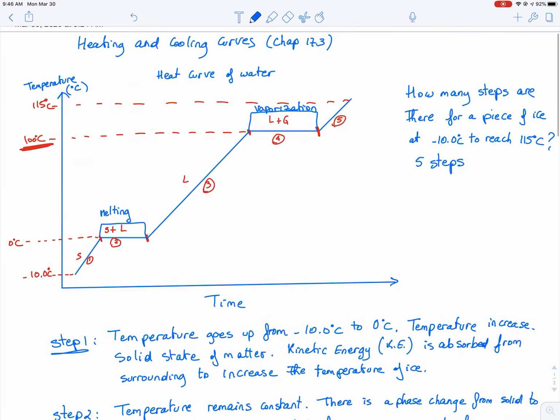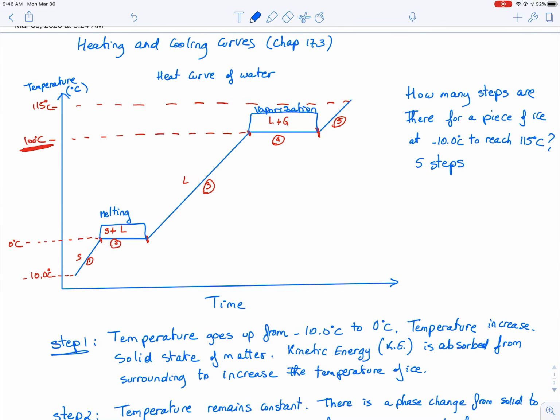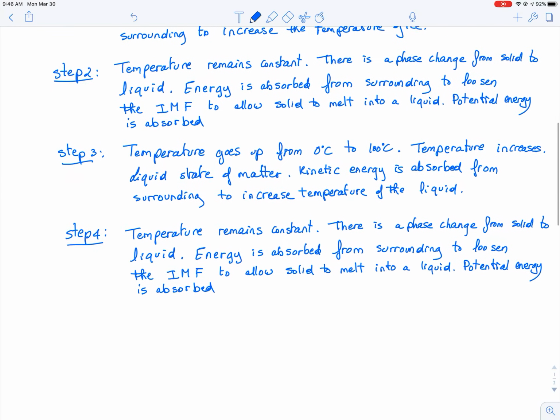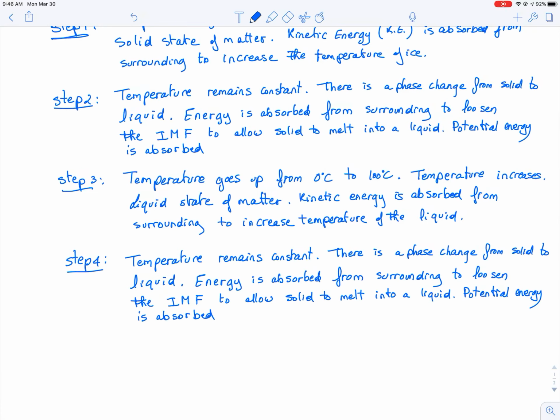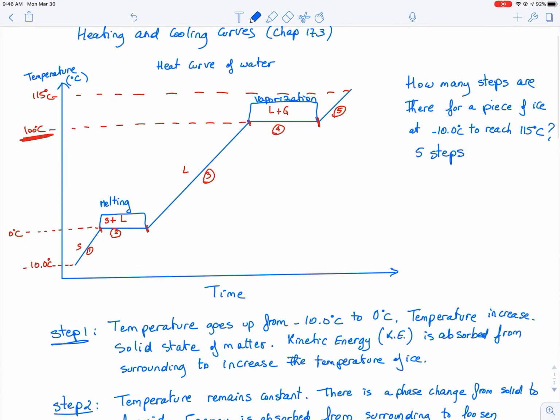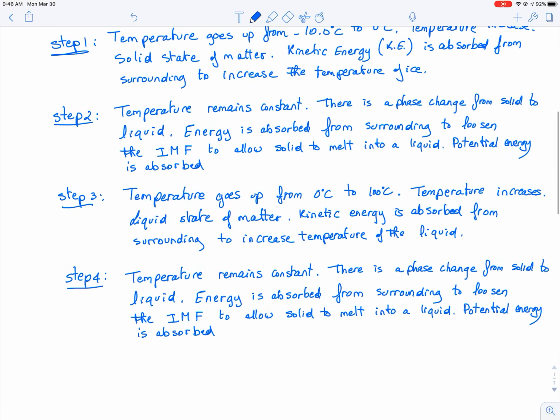So let's look at that. Does the temperature remain constant in step 4? Well, yeah, it does. We are at 100 degrees Celsius. Okay, good. There is a phase change from solid to liquid. Is it from solid to liquid now? Well, no, it is from liquid to gas. So we're going to go ahead and change that. So that's one thing we're going to change.